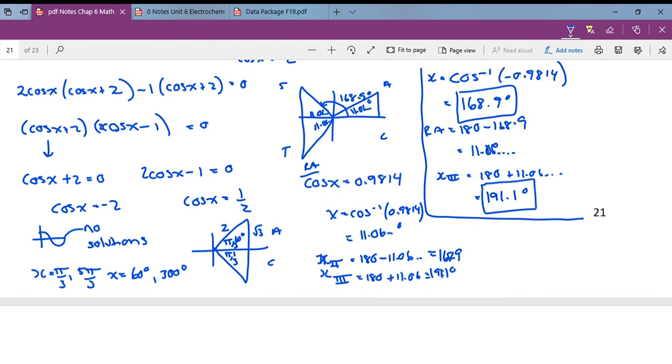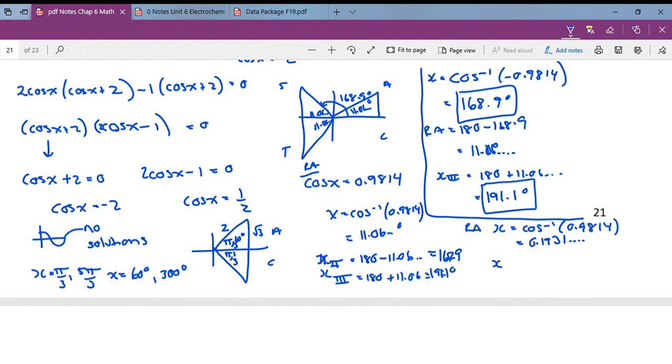Now, I find this is all well and good when we're talking degrees, but what we really want is radians as well. So all you do is you switch your calculator to radians, you plug in the inverse cos of 0.9814, and you get your reference angle. So switch your calculator to radians, and then I do inverse cos of 0.9814. And it gives me 0.1931 dot, dot, dot. This is my reference angle.